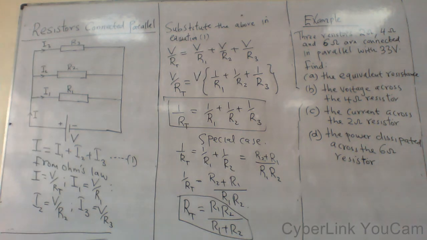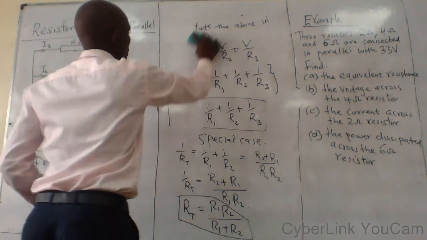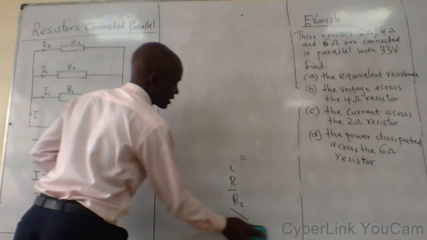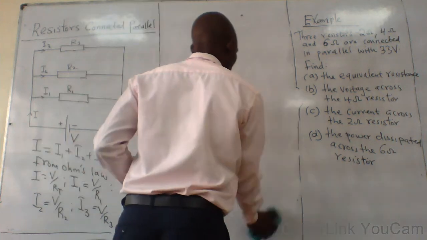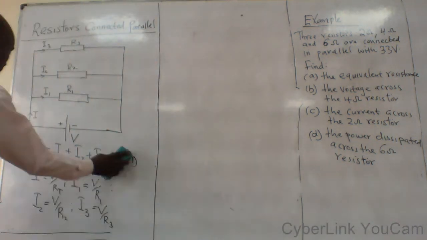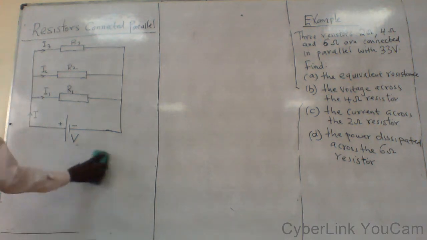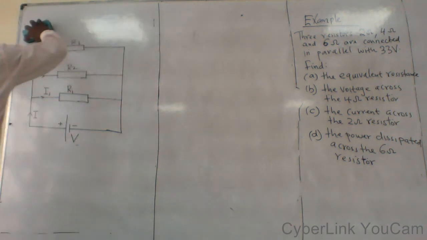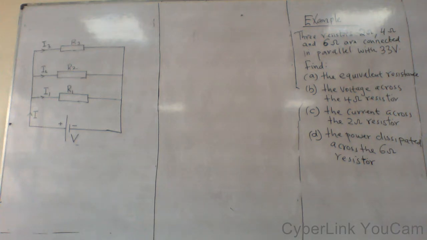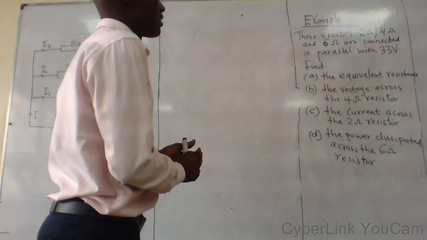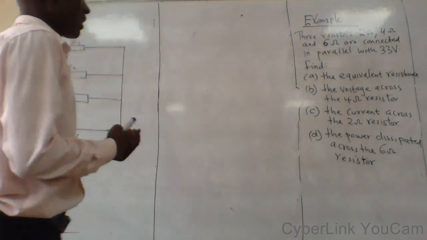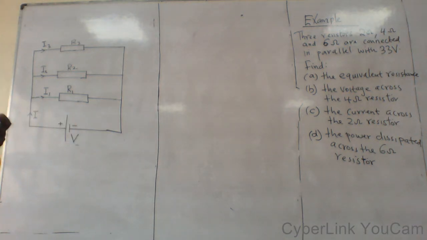We will now look at an example which is on the other side. The example reads: when 3 resistors, 2 ohms, 4 ohms, 6 ohms, are connected in parallel with a voltage source of 33 volts, you are supposed to determine the equivalent resistance, the voltage across the 4 ohm resistor, the current across the 2 ohm resistor, and the power dissipated across the 6 ohm resistor.